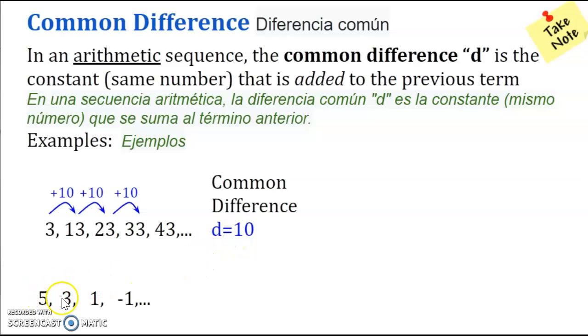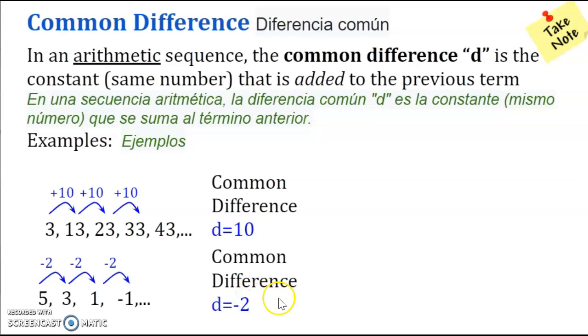What if you have 5, 3, 1, negative 1? What are you adding? Well, you are adding a negative 2, or you're subtracting 2, but you can think of it as negative 2 being added to each of the previous terms to get to the next term. So the common difference in this case is negative 2. What about this example? Negative 2.5, negative 3.0, negative 3.5, negative 4.0. What do you think? What number are you adding?